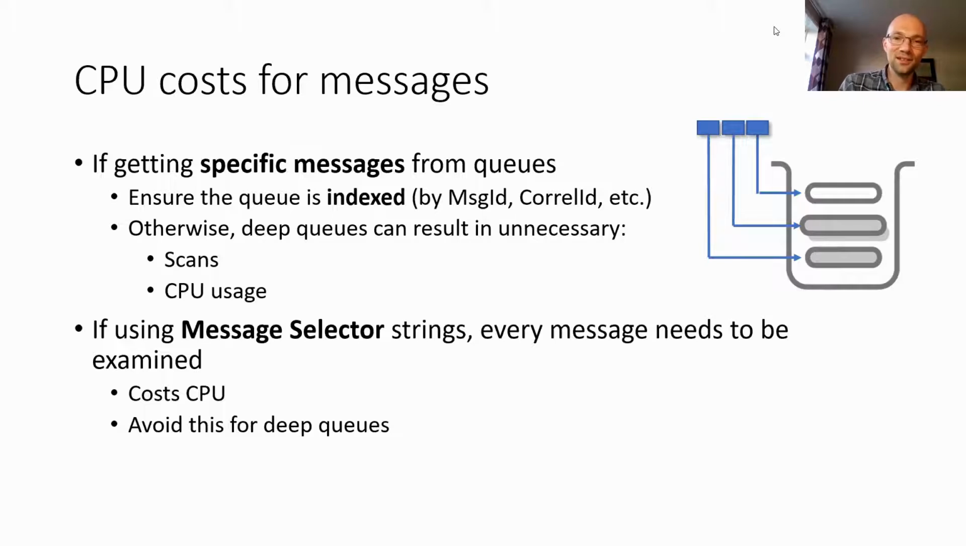So if you're getting specific messages by message ID or correl ID, then you really should consider indexing the queue. And actually, the queue manager these days, if it detects that it is having to scan down the queue to look for a specific message, will output a message in the job log to remind you that maybe you should be indexing that queue.